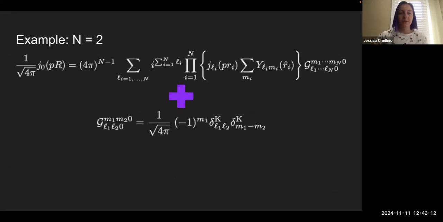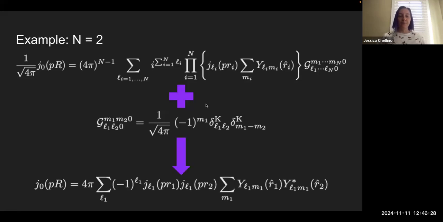Now, let's go through an example for n equals 2. If we start with our fundamental relation at the top, plug in n equals 2, and we can also replace this Gaunt integral with the n equals 2 case, which is shown here. If we combine these, we get this result out of it. So this shows that J0 of PR is the generating function for the n equals 2 isotropic basis functions.